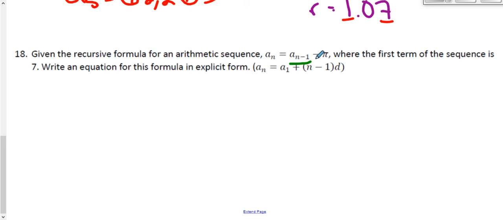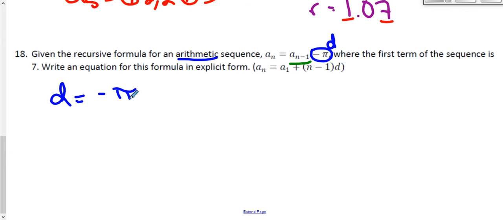So a sub n is the previous term minus pi. That means every time I move forward in my sequence, I'm subtracting pi every time. The way we read that is that this minus pi, it's being subtracted. That makes this arithmetic. And that minus pi is our common difference. Every step I move forward, I'm subtracting pi. So d is minus pi.